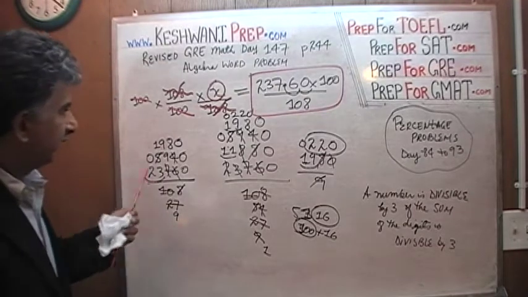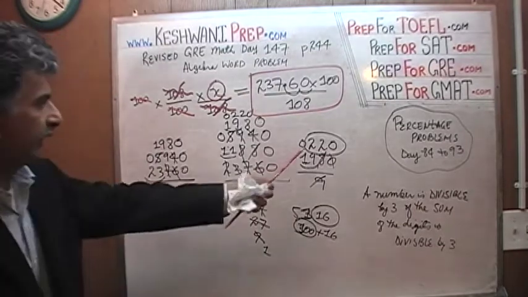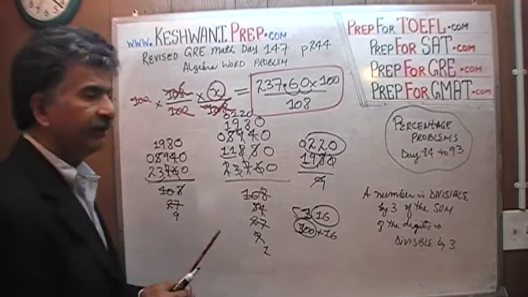Now, we divide by 9 like we did before, 1980 divided by 9, and you find that the answer is 220. That's it, that's our answer, 220.